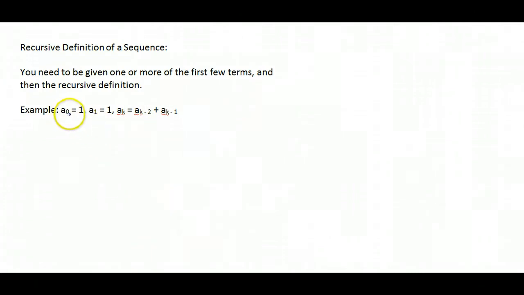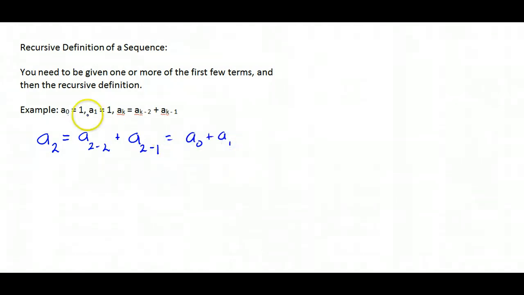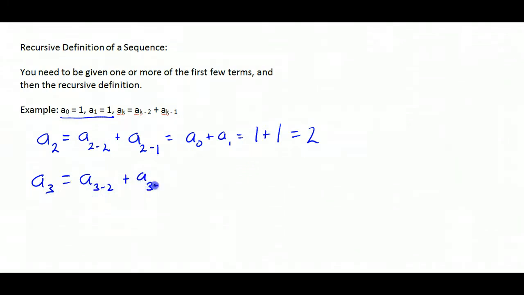Well, I already have the 0th term and the first term, so the next term I need is the second term. So a sub 2, according to our recursive definition, is a sub 2 minus 2 plus a sub 2 minus 1, which is a sub 0 plus a sub 1. And we were given those. So that's equal to 1 plus 1, which is 2. A sub 3 is going to be a sub 3 minus 2 plus a sub 3 minus 1, which is a sub 1 plus a sub 2. Okay, a sub 2 is 2, and a sub 1 is 1, so it's 2 plus 1, which is 3.